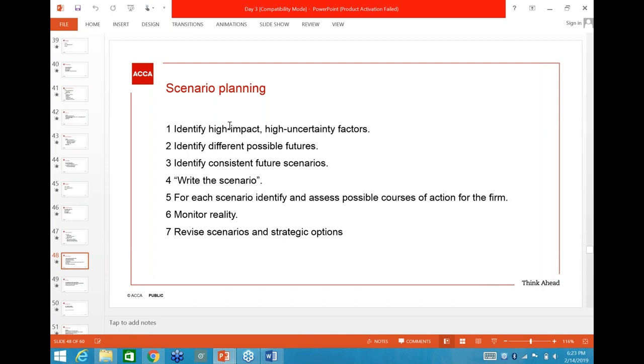Identify high impact, high uncertainty factors. Identify different possible futures. Identify consistent future scenarios. Write the scenario. For each scenario, identify and assess possible courses of action. Monitor reality. Revise scenarios and strategic options.